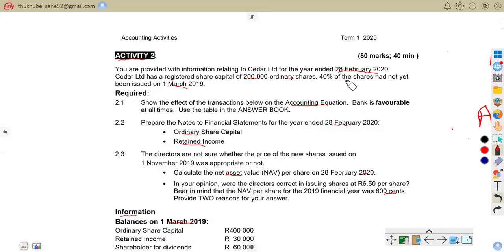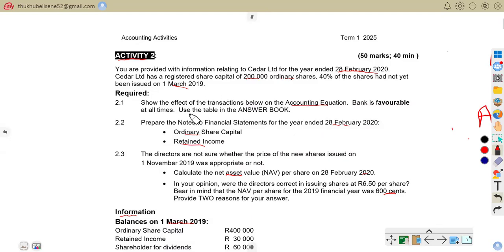Like here it says 40% of shares had not yet been issued on 1st March 2019. Those are unissued shares. They are still held by the company. They are not yet sold. They are not yet issued. Hope we are together on that.